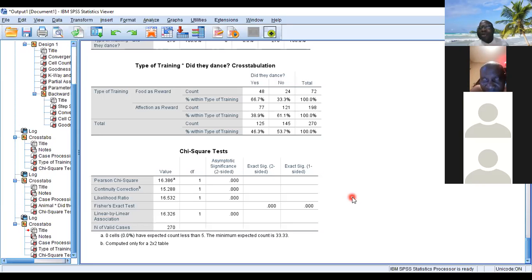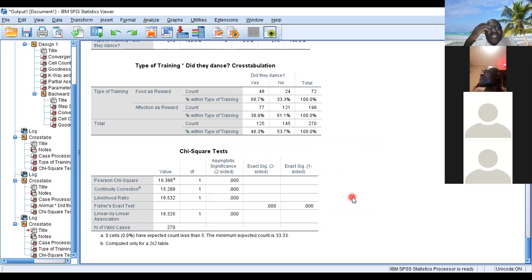What makes a dog dance is different from what makes a cat dance. So when we split it into dog and cat, we see that for cat, it's food that makes the cat dance more, while for dog it's affection that makes the dog dance more. Are you seeing now? By doing this type of analysis alone, it can even mislead you.